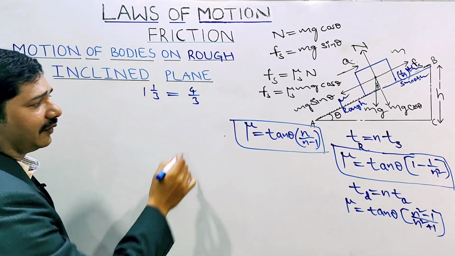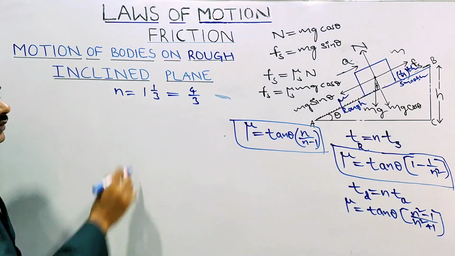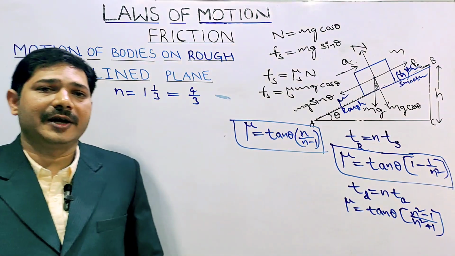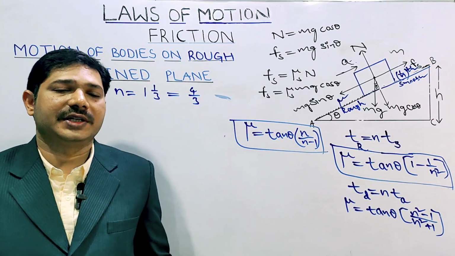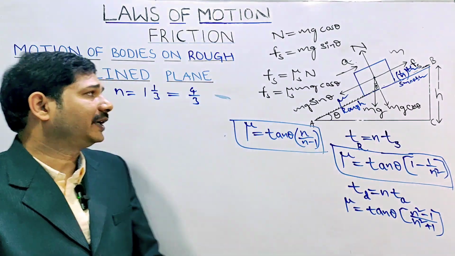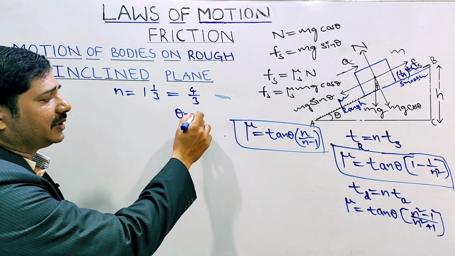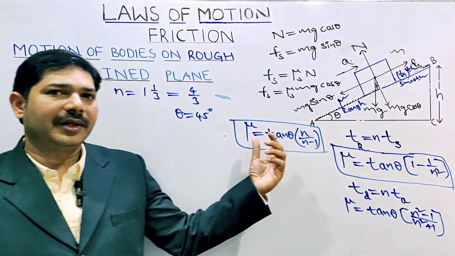First we have to convert. So 4 by 3 is the n times on the rough inclined plane compared to the smooth inclined plane. So 4 by 3 times it is taken. That is the relation I said. And theta also is given, how much? 45 degrees. So within 1 minute you can solve this problem.